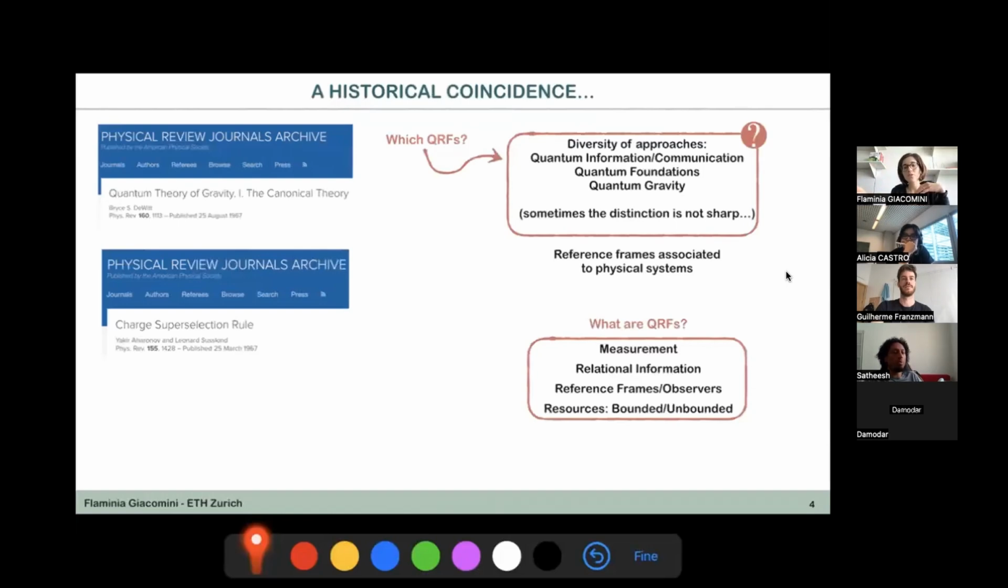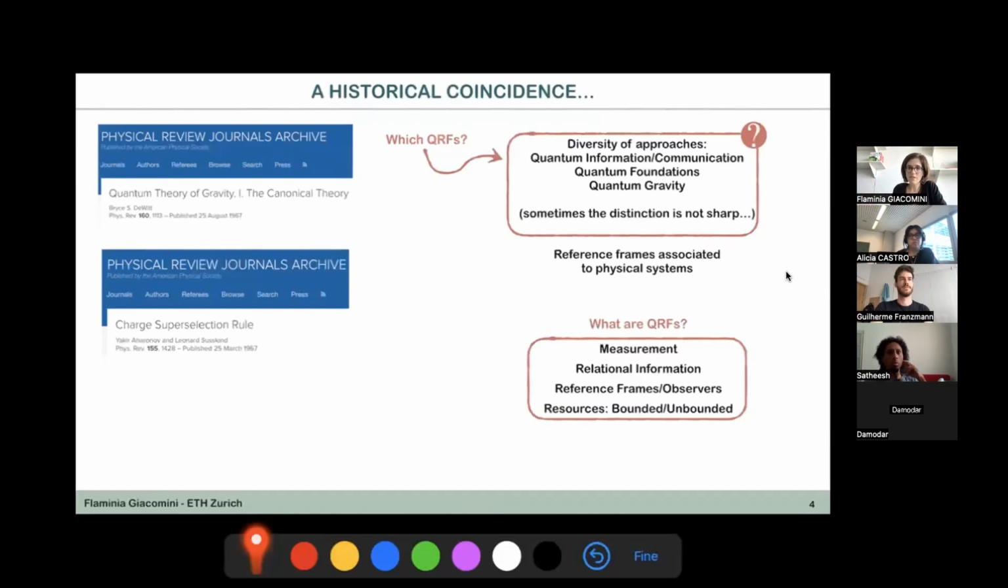Also the connection to observers. So typically we tend to keep them distinct from observers, but of course the two notions are somehow related, but we do not know yet how to make sense of quantum observers, and exactly how they are connected. In the quantum information community, there has been also some work that instead was focusing on quantum reference frames in terms of resources. So bounded resources versus unbounded resources. And this is not what I'm going to talk about today.